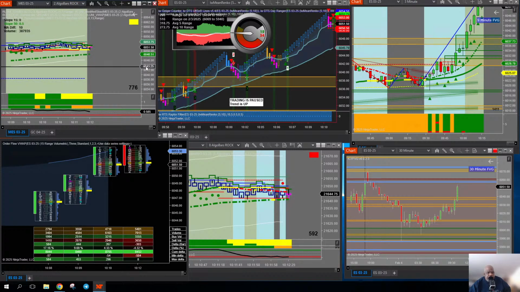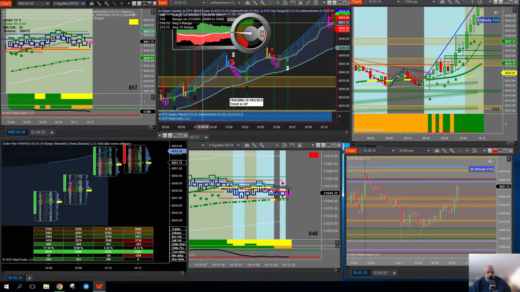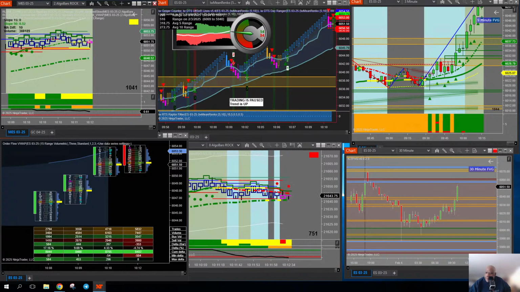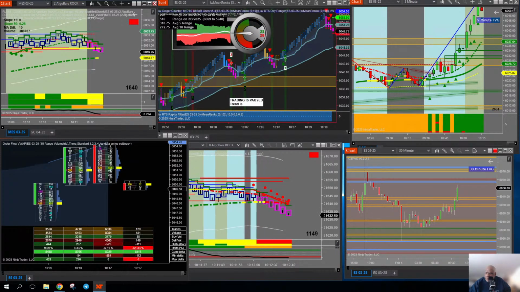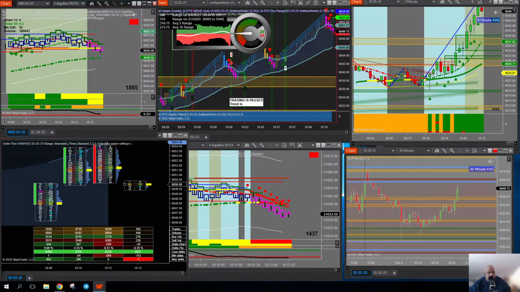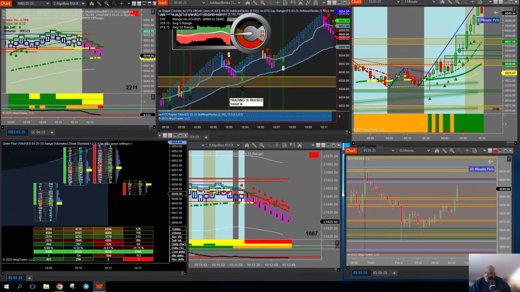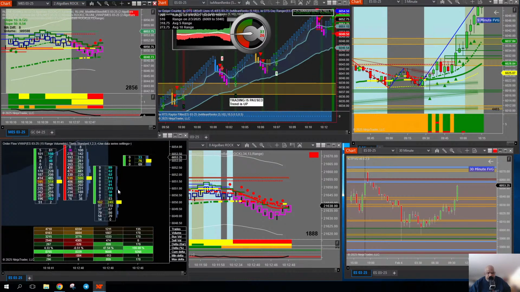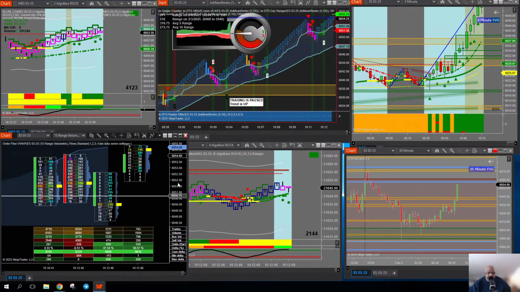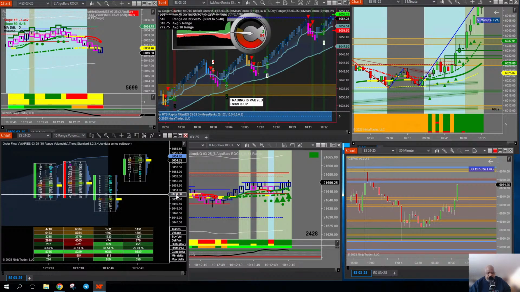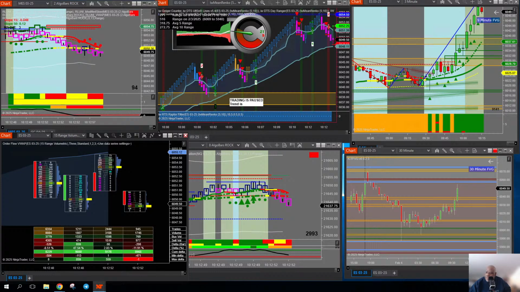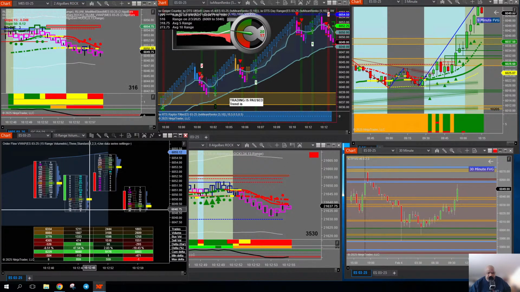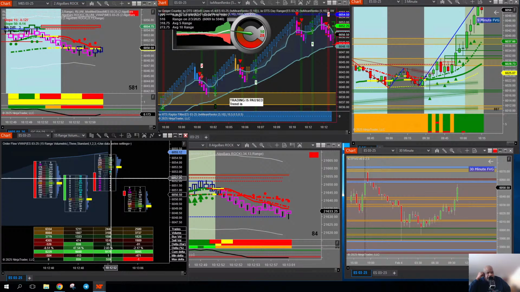I think we may see some sellers getting big here. Well, there are some buyers coming. There's the buyers. This kind of move looks like a news move. Something happened in the market. We got this big selling.